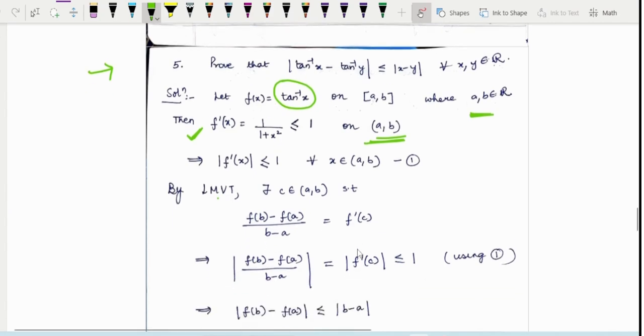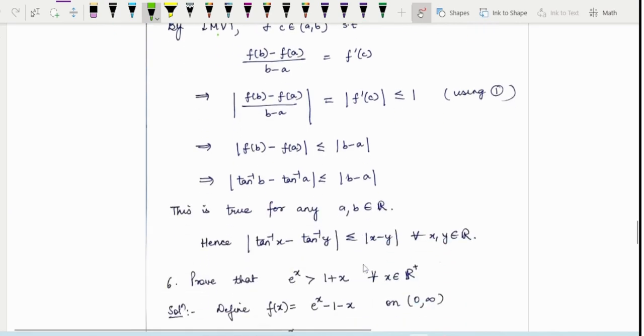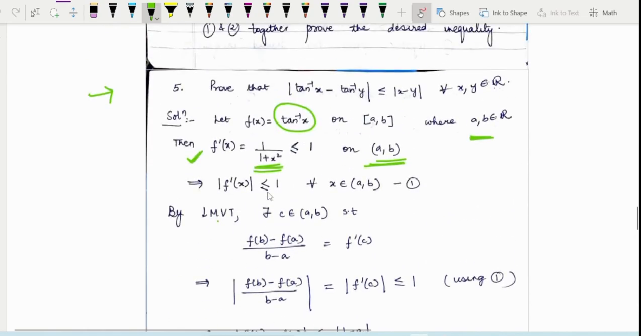So if you take mod on both the sides, what do you get? Mod of f(b) minus f(a). f is this function, tan inverse x. So it's like mod of tan inverse b minus tan inverse a is less than equal to mod of b minus a, because this modulus is equal to modulus of f dash c, but we saw that modulus of f dash c is less than equal to 1, and hence mod of f(b) minus f(a) is less than equal to mod b minus a, and hence you have shown the desired inequality for the pair a and b that you started with in the beginning.